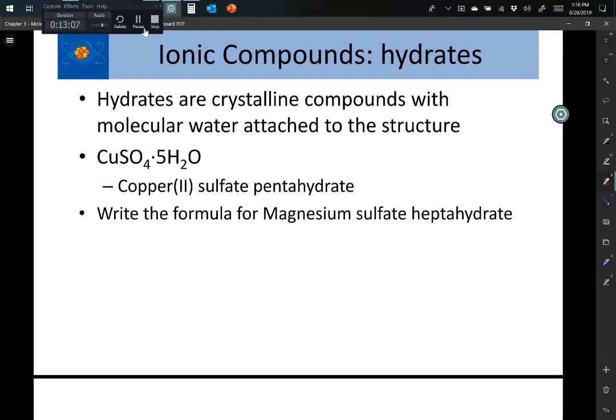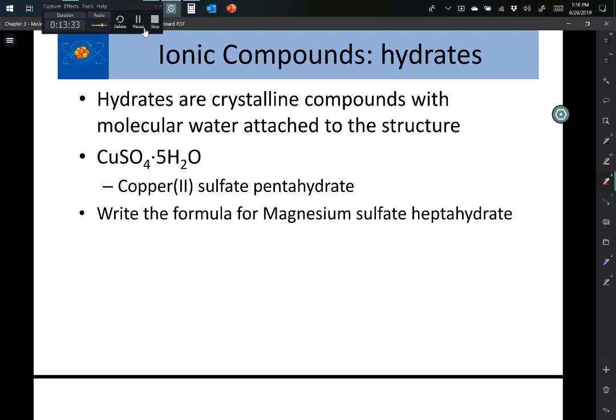Okay, so another thing I want to teach you how to do is name hydrates. Not all ionic compounds are hydrates, but many ionic compounds will form hydrates. And a hydrate is an ionic compound that has water attached to it in its crystal structure. So hydrates are crystalline, they're not wet and sticky, right? It's just part of the crystal structure.